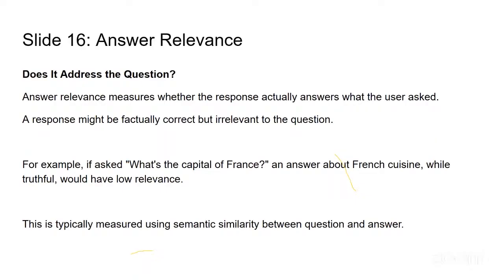Now, answer relevance measures whether the response actually answers the question the user is asking. A response might be factually correct, but irrelevant to the question. For example, if asked what's the capital of France, an answer about French cuisine, while truthful, would have low relevance. This is typically measured using semantic similarity between question and answer.